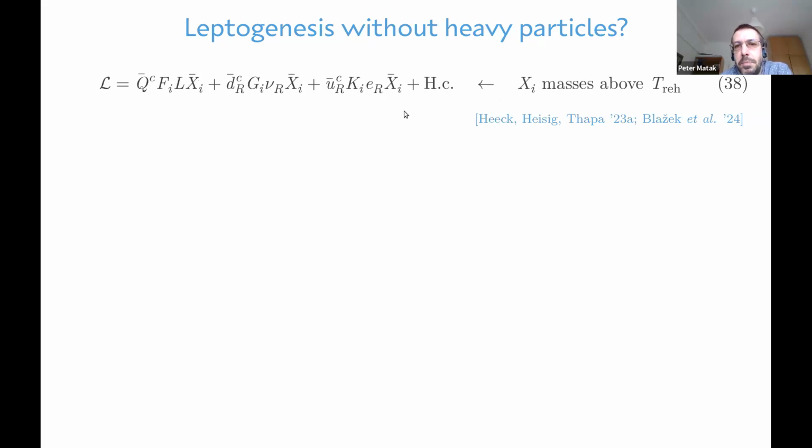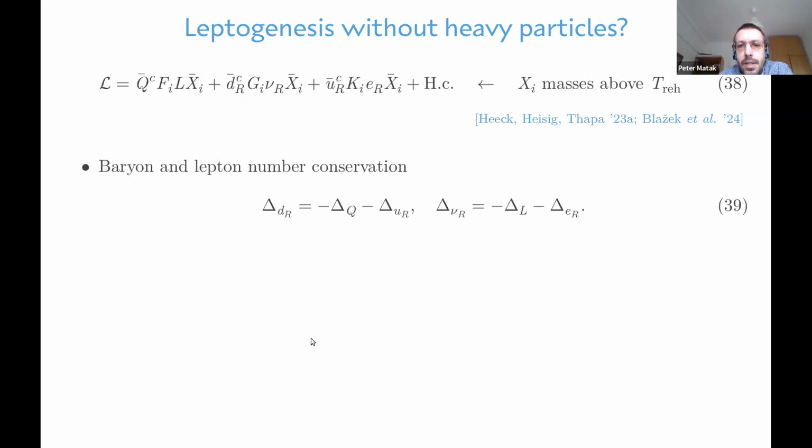It is a kind of leptoquark in this case, scalar leptoquark S1, I think. It has the same charge as right-handed down quarks. Okay, in this case, we have 6 asymmetries. So we have left-handed quarks, leptons, right-handed down quarks, neutrinos, up quarks, and electrons. And because this Lagrangian preserves lepton and baryon number separately, we have these conservation laws.